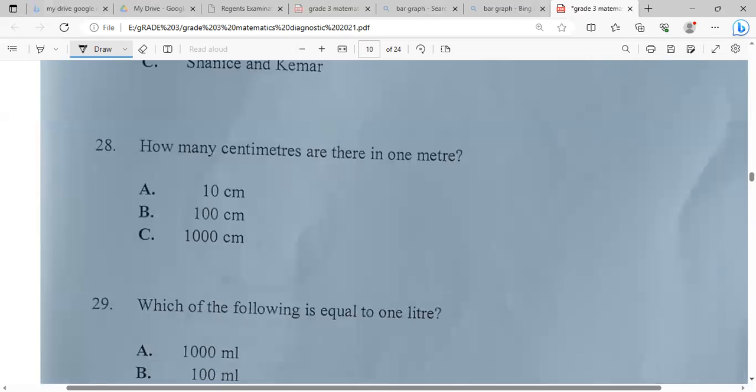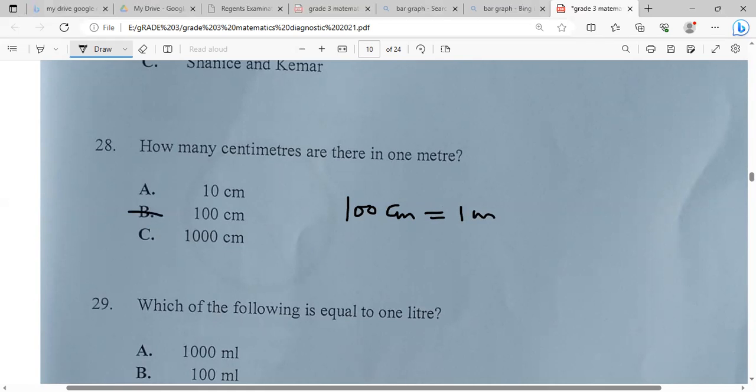All right, let's move on to 28. How many centimeters are in 1 meter? And guys, that is very easy. It takes 100 centimeters to make 1 meter. Don't forget that. All right, so that would be B.